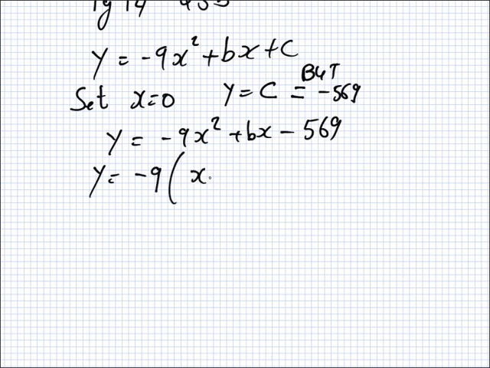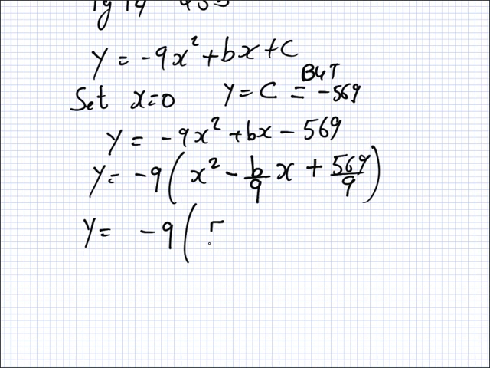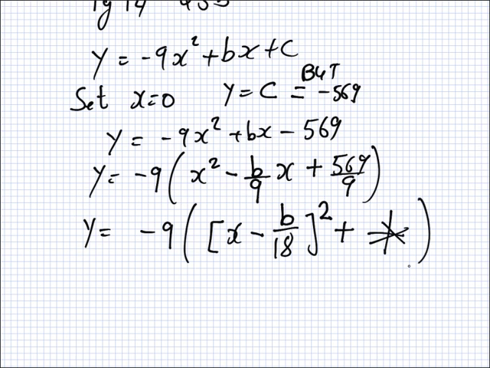So that leaves me with x squared minus b over 9x plus... it doesn't matter. I don't care what this number is. It's not important. Next, what do I do? Minus 9, and then here, x minus b over 18 squared, plus some number I don't care about.